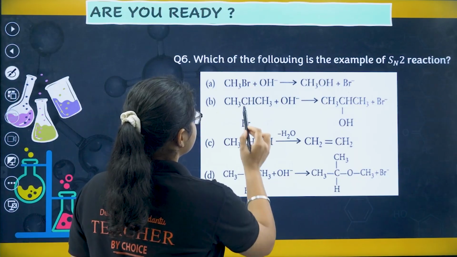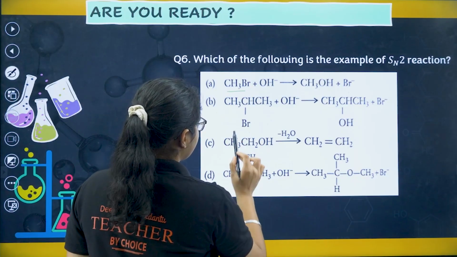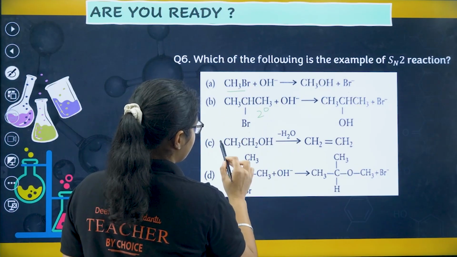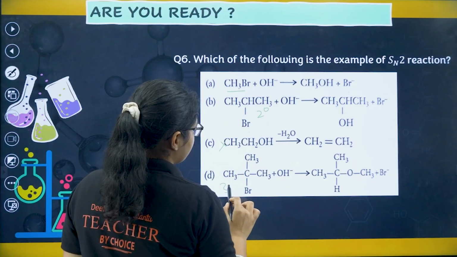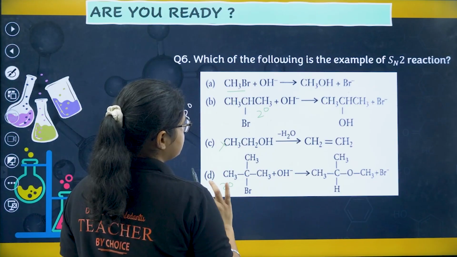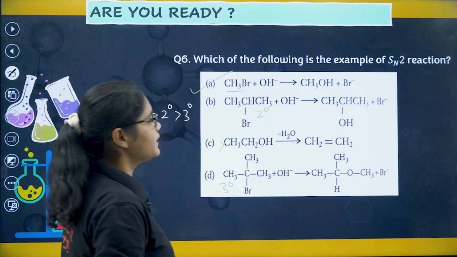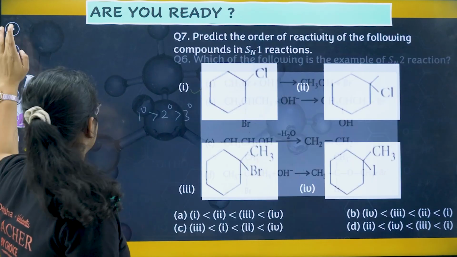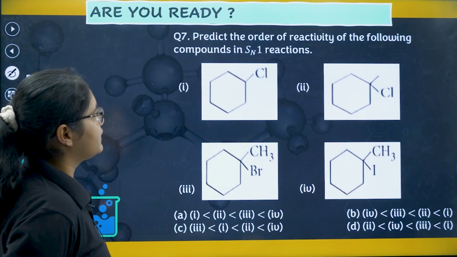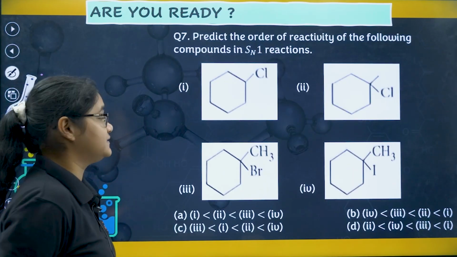So let's see, we have CH3Br and OH-. So this is 1 degree, this is 2 degree, right? This is not an alcohol, this is 3 degree. This is not a haloalkane. Okay, so this is 3 degree. So 1 degree will react faster. So option number A.